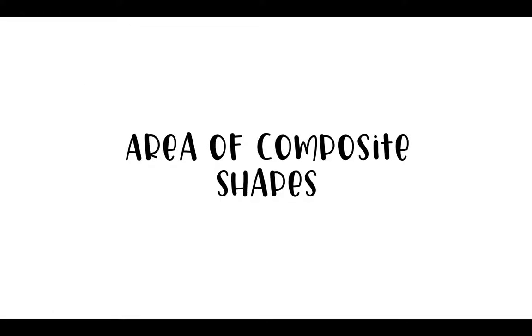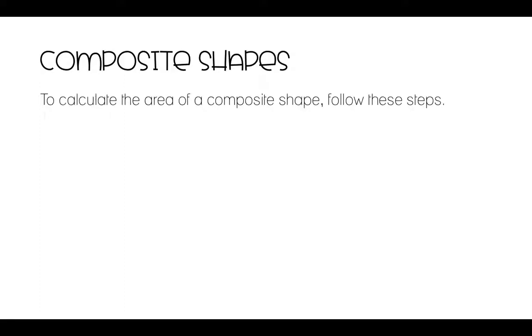In today's video, we're just going to use some of the rules we learnt in the previous lesson to calculate the area of composite shapes. Now, composite shapes are shapes that are made up of multiple different shapes, and we'll do some examples. The first thing that we're going to look at is, well, how do we calculate the area of composite shapes?